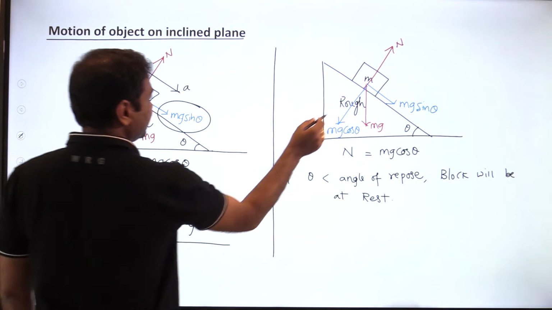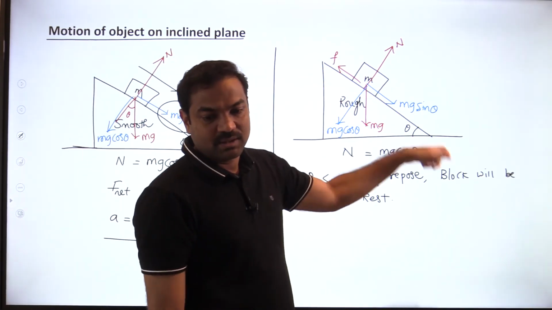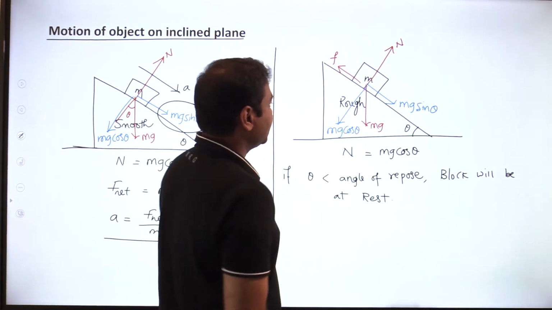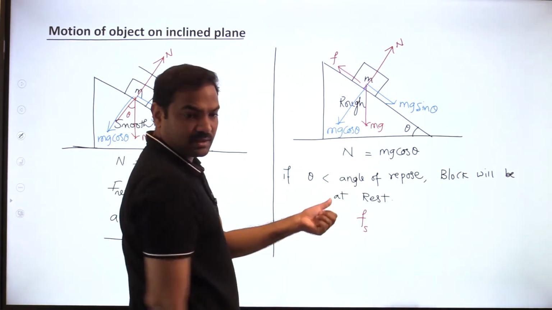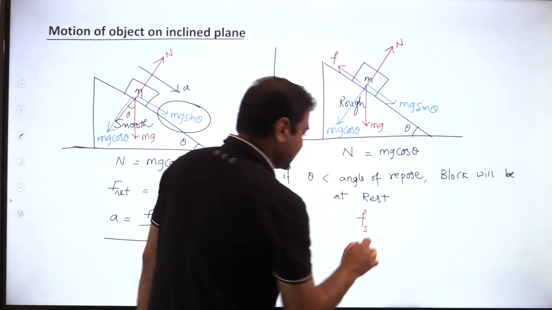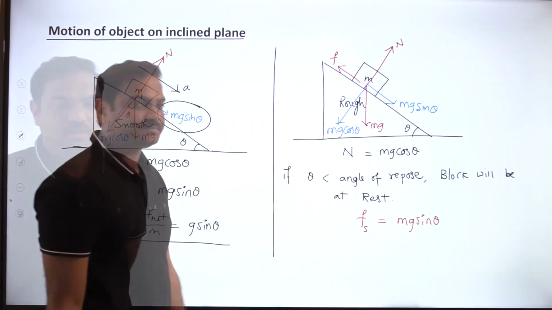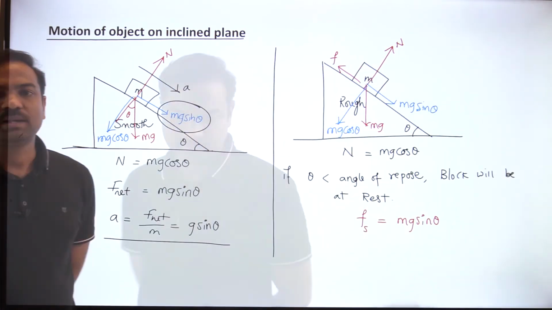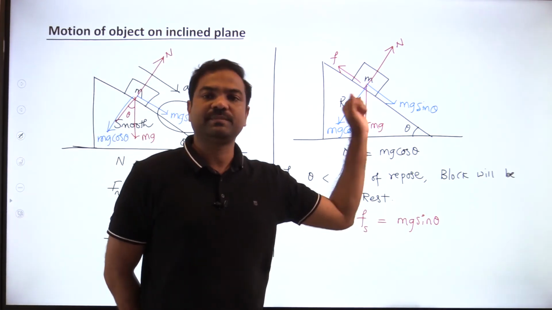If the block is at rest, how will the friction force act? Friction force will act upward because mg sin theta is acting downward. mg sin theta is the applied force and friction will act in the upward sense. Then what is the friction force equal to? Static friction will act in this case. If the angle of inclination is less than the angle of repose, static friction will act, which is equal to the applied force mg sin theta, because the object is at rest. Okay? Static friction is equal to the applied force, and the applied force is mg sin theta.